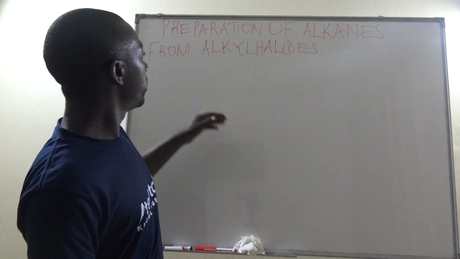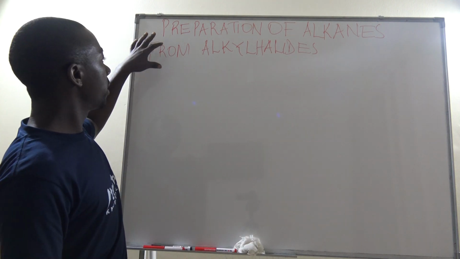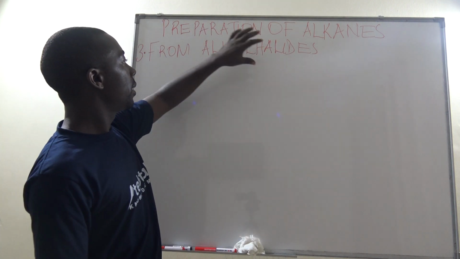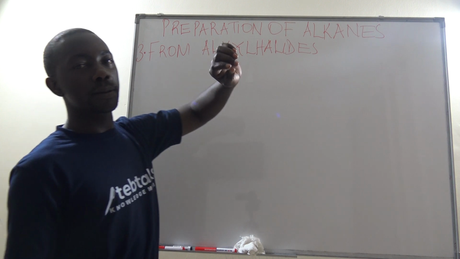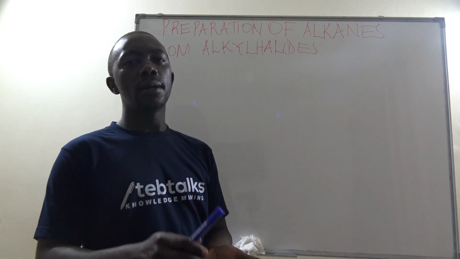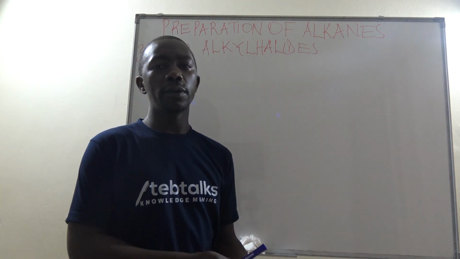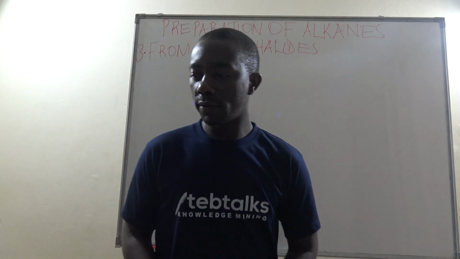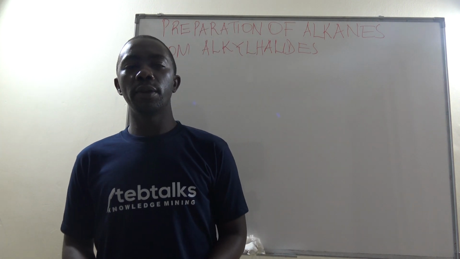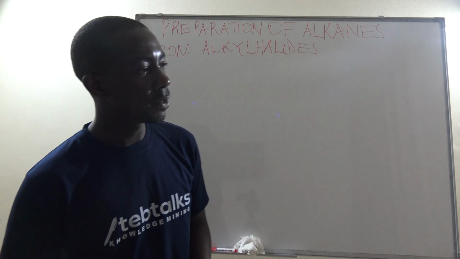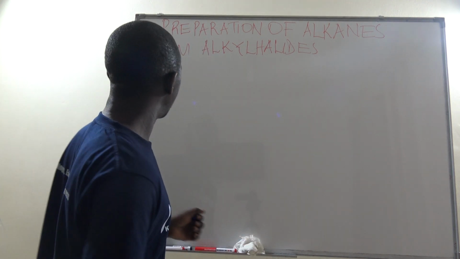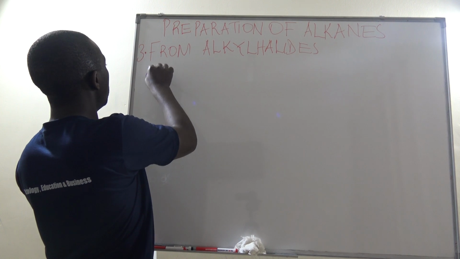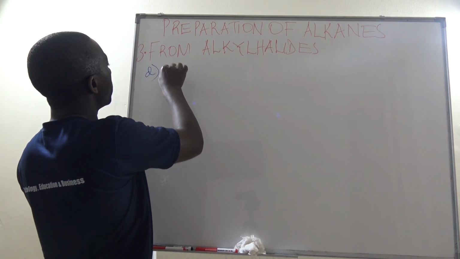Then method number 3, we're looking at how to prepare alkanes, but this time from alkyl halides. We have looked at part A, which was synthesis. Part B was the addition of concentrated hydrochloric acid in the presence of zinc. Next was the addition of copper catalyst. And we're now going to part D, which we are calling reduction of alkyl halides by addition of lithium aluminium tetrahydride.